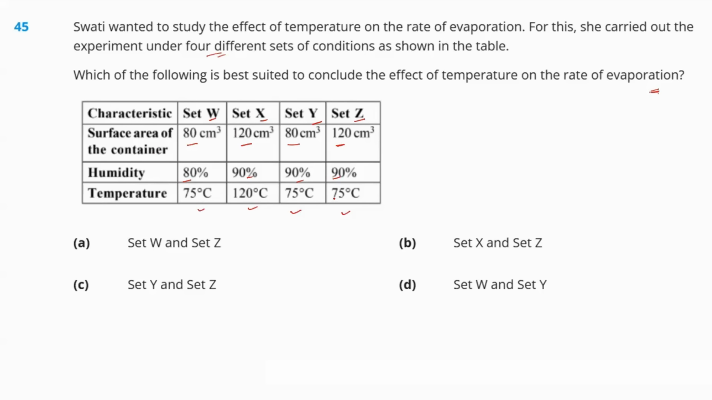What do we need to test here? We want to test the effect of temperature. So the temperature should be varied, and all the rest of the conditions should be the same. So if we see, set X and set Z are ideal for the condition, as in set X the volume and the surface area are correct, right? Humidity is also correct, the same. The temperatures over here are different, which is what we want to test.